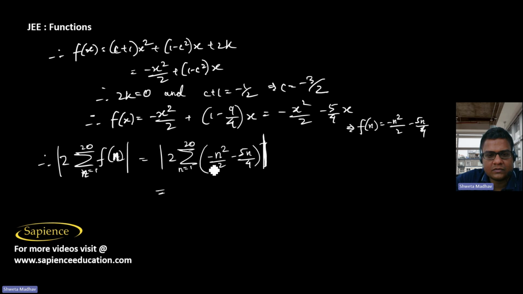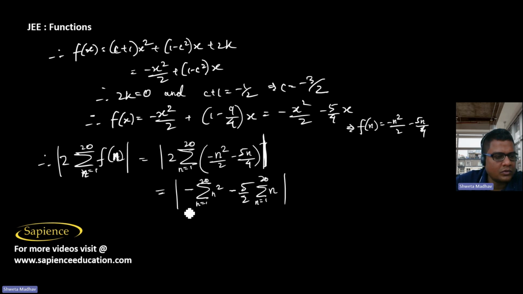Then mod of that. So this can be written as mod of minus of summation n goes from 1 to 20 n square, then minus 5 by 2 summation n, n goes from 1 to 20. This we have to find out. So mod of that, we have to take the positive sign only. So this will be summation n square, n goes from 1 to 20, plus 5 by 2 into summation n, n goes from 1 to 20.